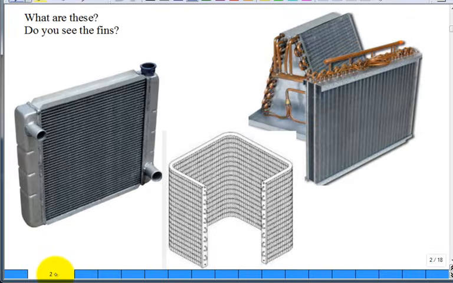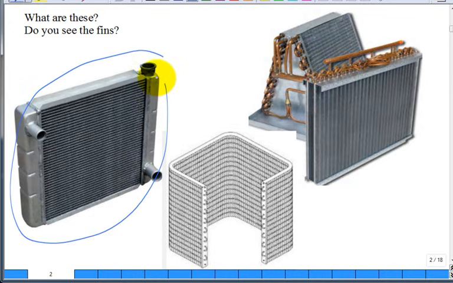What do you see here? What is this right here? Radiator. Where would you find one? Automobile in the front to provide cooling. What goes through the inside of the radiator? Primarily water with a little ethylene glycol to keep it from freezing. Right? Little antifreeze. Primarily water, a liquid. What goes across the outside? Air.